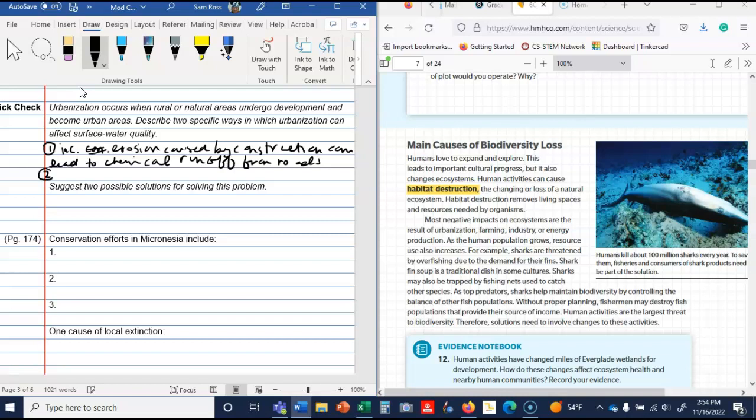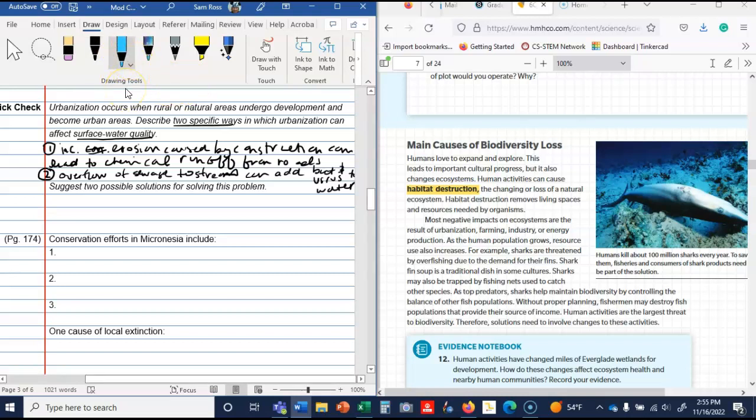And then number 2, overflow of sewage into streams can add bacteria and viruses to the water. Okay, so these are two specific ways that urbanization can affect surface water quality.